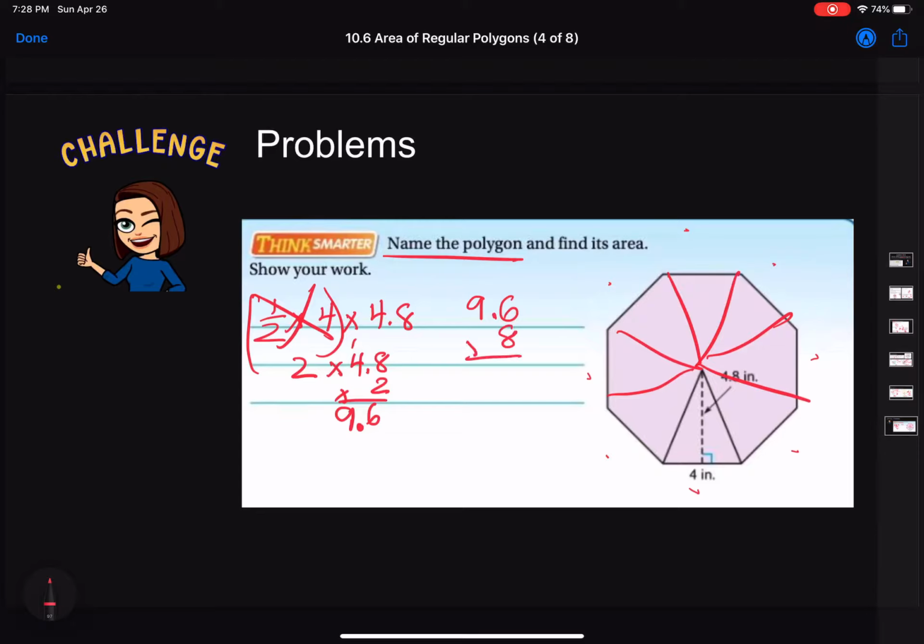So then you have to go times 8. So 8 times 6 is 48, and then 8 times 9 is 72, plus you want to add that 4, so it's 76. Okay, so your final answer is 76 and 8/10 inches squared.